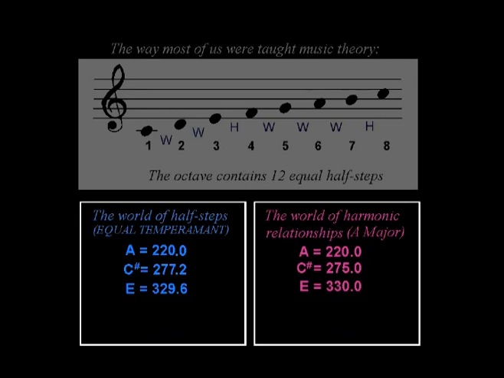In fact, it's off by 14 cents, where one half step is 100 cents. So that third, harmonically compared to equal temperament, is off by 14 cents. Here's an example. See if you can hear this.